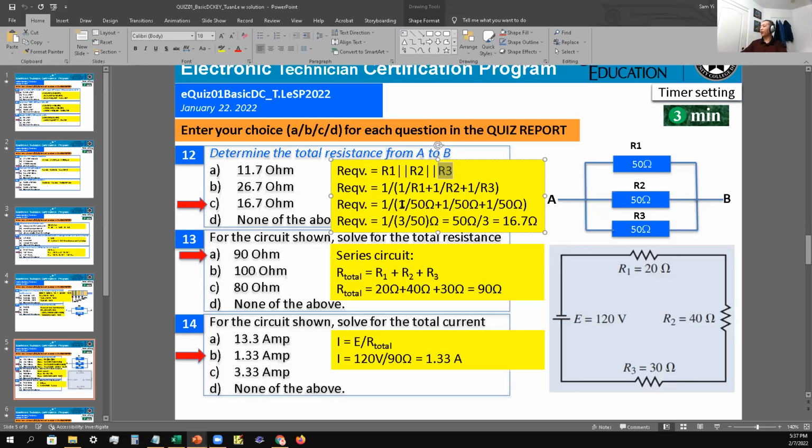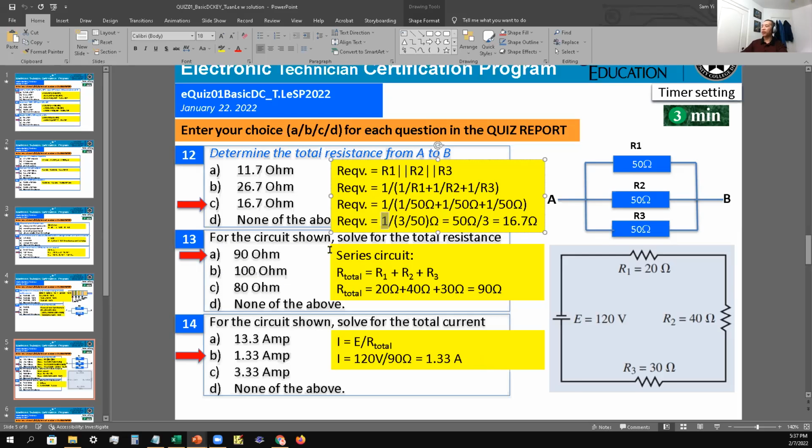If you want to do this calculation, 1 plus 1 plus 1 would be 3, and the denominator would keep the 50. Then this represents inverting, so flip over: the 50 becomes the numerator and the 3 becomes the denominator. So 50 divided by 3 yields 16.7 ohms. Okay, so the answer is C as in cat for number 12.